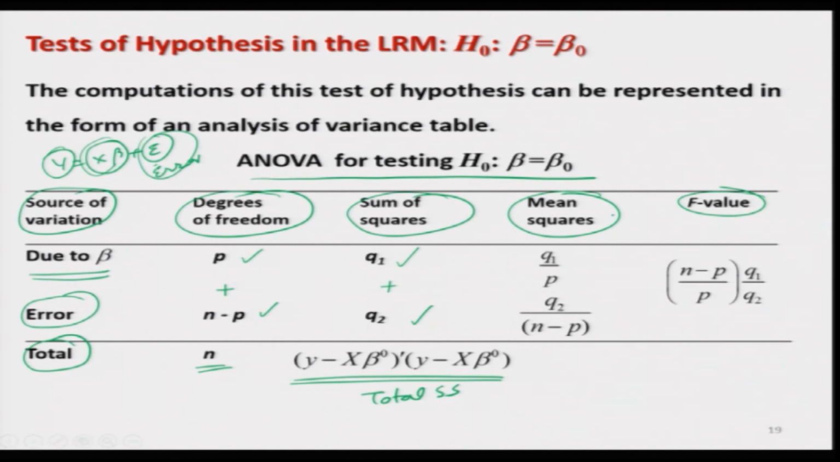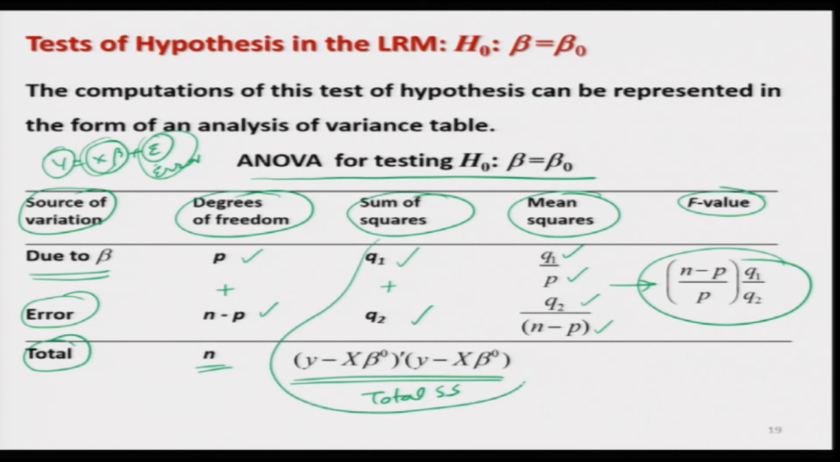If you define the mean squares, they are defined as q1 divided by degrees of freedom p, and q2 divided by degrees of freedom n minus p, and if you take the ratio, this gives you the F value. Now, you can see that in this case q1 plus q2 is equal to TSS, and the degrees of freedom p plus n minus p is equal to n, right.